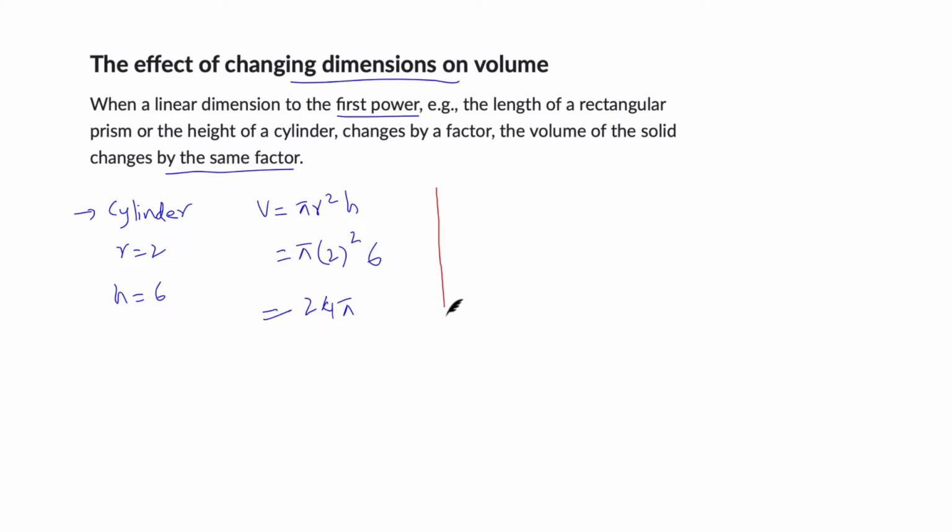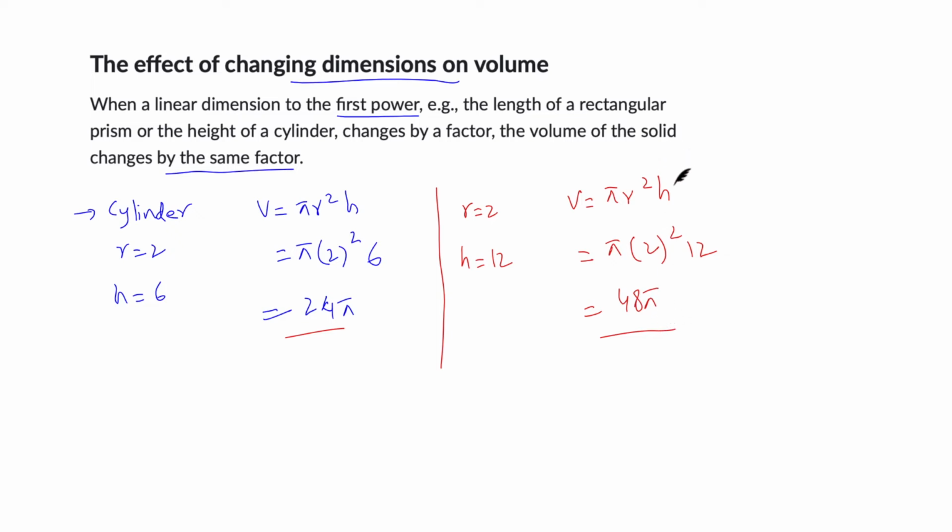Now let's have a look at a different scenario. What happens if I double this height? Everything else remains the same. We have the same cylinder whose radius is 2, but now the height is 12. We have doubled the height. Let's calculate the volume. The formula remains the same, pi r squared h. Let's plug in the values. Pi into 2 squared into h, which is 12. 12 into 4 is 48 pi. You see, the volume basically doubles.